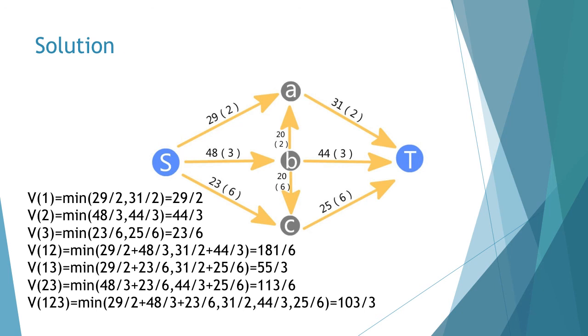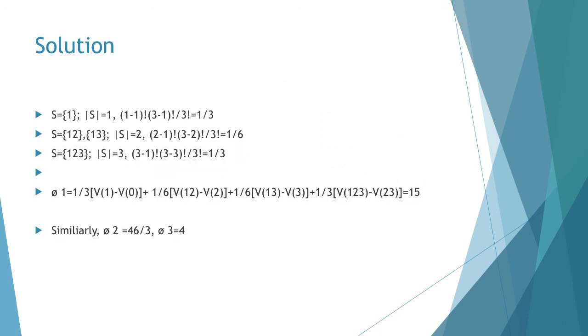So the optimal allocation strategy of the project is shown as below. When i equals 1, the subsets of S which contain player 1 are {1}, {1,2}, {1,3}, and {1,2,3}. Then we can calculate that phi 1 equals 15. Similarly, phi 2 equals 46/3 and phi 3 equals 4.